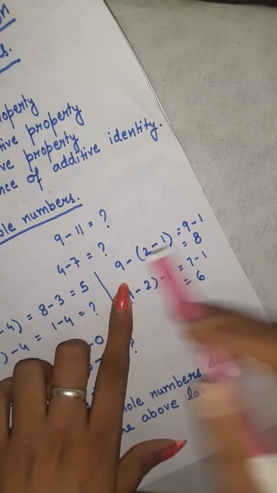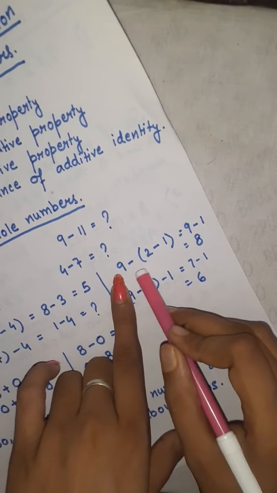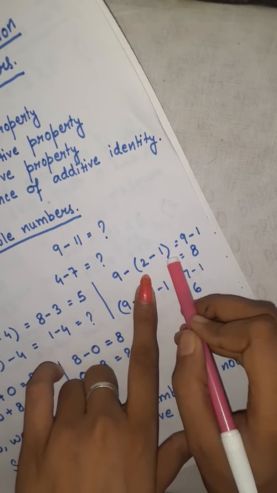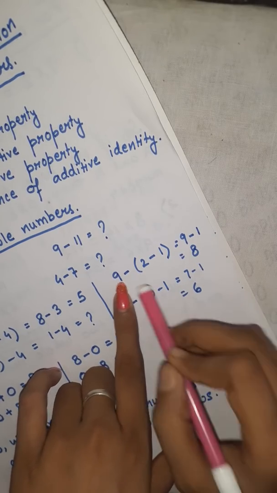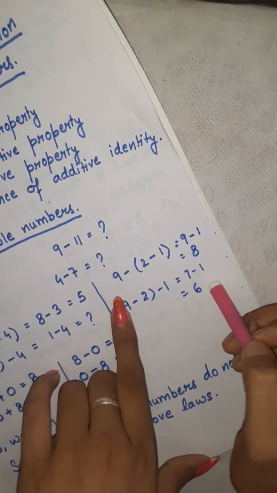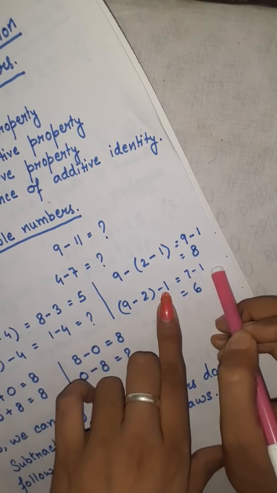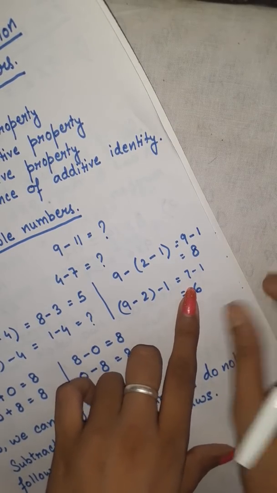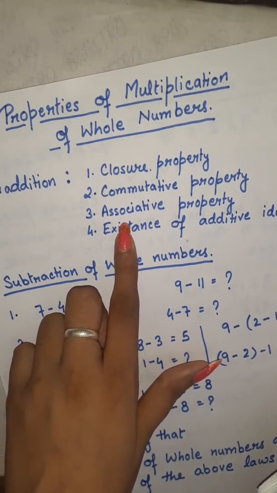Now let us take another example. Okay, 9 minus 2 minus 1. Now here, if we are subtracting 2 minus 1, we are getting 1, and then subtracted from 9, we are getting 8. What if I want to subtract 9 minus 2 first and then subtract 1 from the result? 9 minus 2, that is 7, minus 1 is 6. Are these two results same? No. So we can say that associative property also does not hold for subtraction.